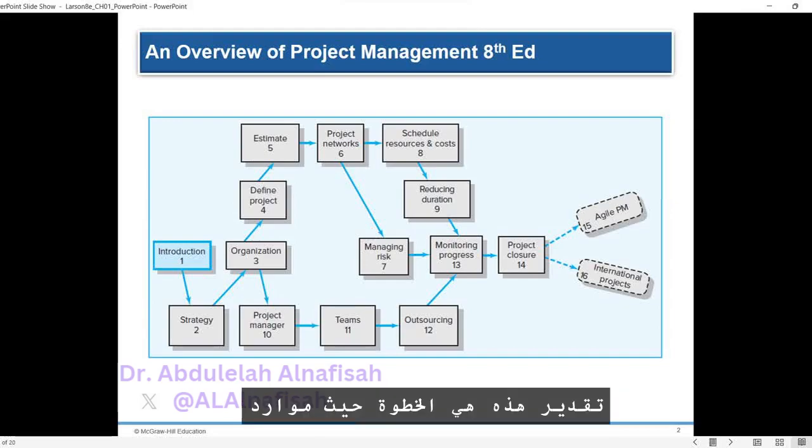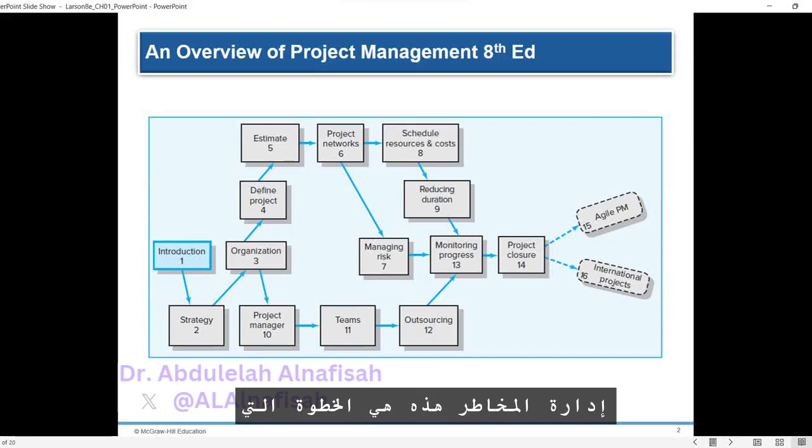Estimate. This is the step where the project's resources, time, cost, and quality are estimated and budgeted. Project networks. This is the step where the project's activities, dependencies, and milestones are identified and sequenced using tools like Gantt charts or network diagrams. Schedule resources and costs. This is the step where the project's resources and costs are allocated and optimized according to the project's schedule and constraints.